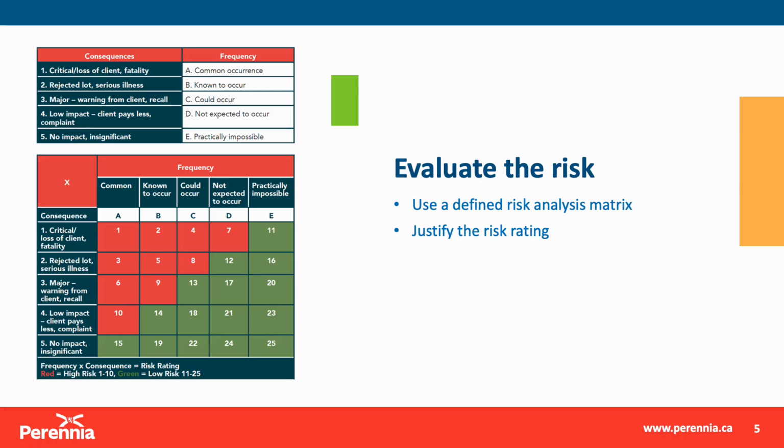You can find an example of this defined risk analysis matrix on our website. You can use it as is, or it can be used as a reference in creating your own. Go to www.perennia.ca, select Quality and Food Safety Resources, Perennia Publications and Fact Sheets, and then you'll see the fact sheet How to Complete an Effective Risk Assessment.